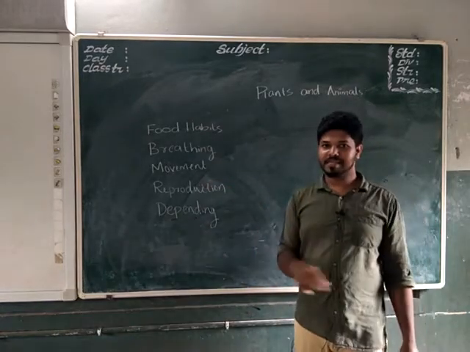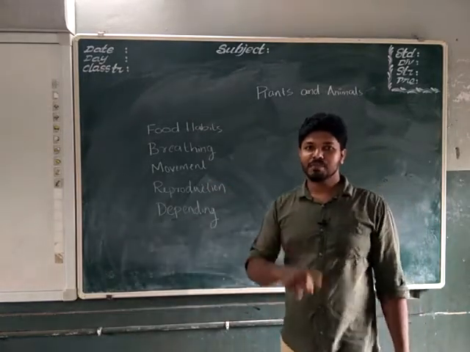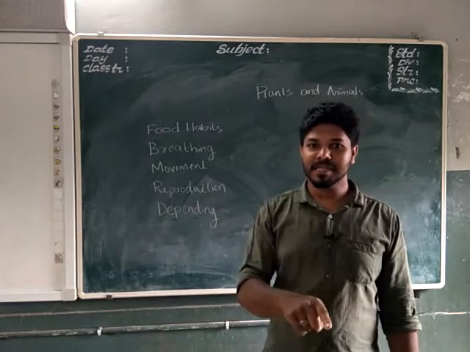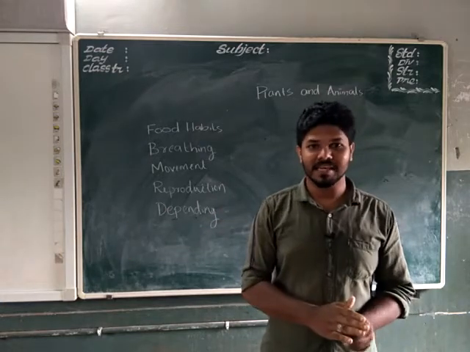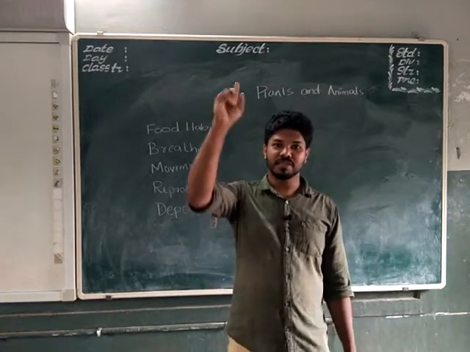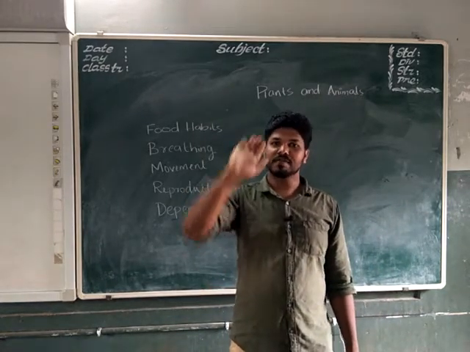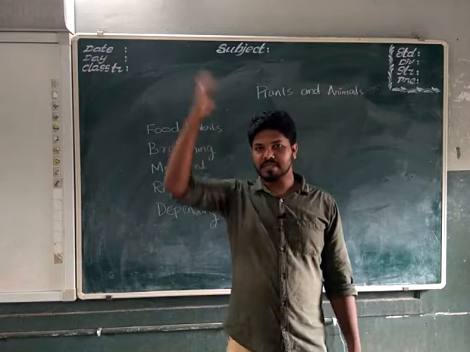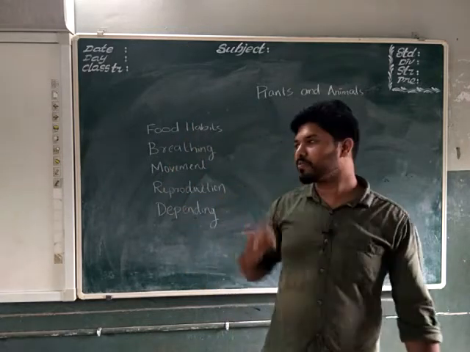Movement. Plants and animals can move. Animals can move from one place to another. At the same time, plants can't move like that. Their root may move downward. Their shoot, their upper leaves will be moving upwards in search of sunlight. So small movements they are showing.